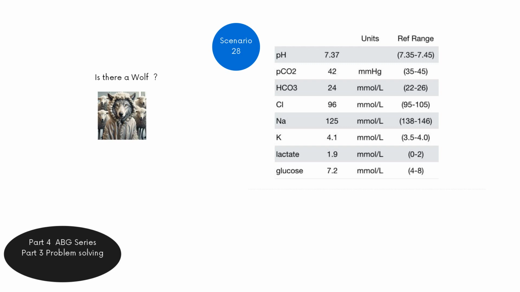Have a look at this ABG. Is this the happily looking uncle walking into the ward, or is there a wolf hidden among the sheep? Try and work it out.